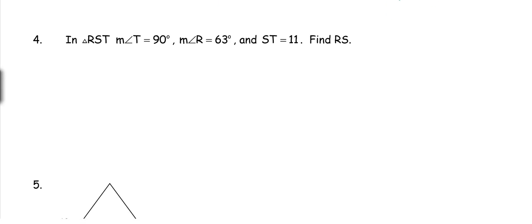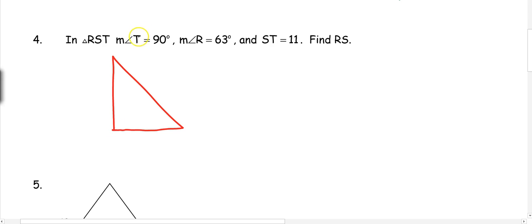In number 4, in triangle RST, T is 90 degrees, R is 63 degrees, and ST is 11. Find RS. So we're going to draw a triangle. We have to be careful where we put things. So if T has a measure of 90 degrees, that means it's the right angle. R and S, it doesn't matter where I put them, but I know that R is 63 degrees. So R is going to serve as my reference angle. I also know that ST has a measure of 11. I need to find RS.